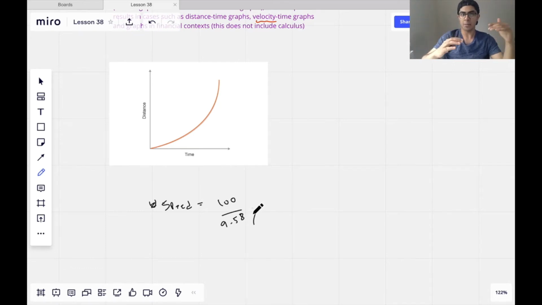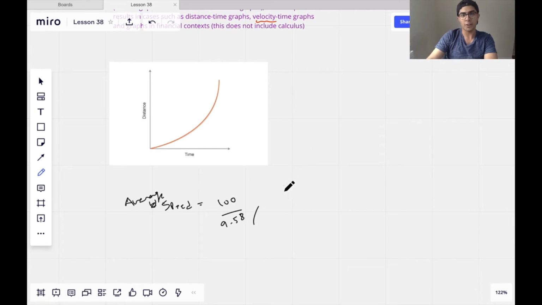But we've already established that his speed is actually increasing throughout the whole thing. So we'll actually call this the average speed. Because over the whole 100 meters, he took 9.58 seconds. But for the first, say, 10 meters, he's a lot slower than the last 10 meters, remember? Because he's speeding up.